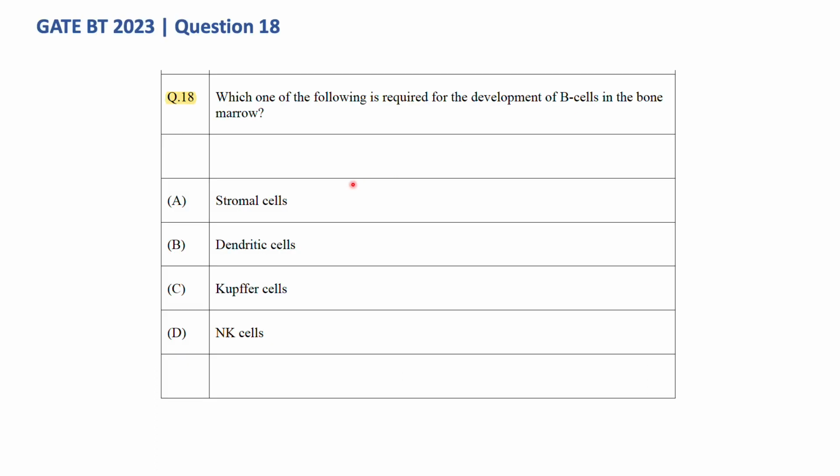Now, coming back to the question: which one of the following is required for the development of B cells in the bone marrow? Like we saw, option A, stromal cells, is involved in the development in the bone marrow by releasing several cytokines. The other cells, dendritic cells and NK cells, are immune cells, while the Kupffer cells are involved in liver injury. So, that answers our question. Stromal cells are required for the development of B cells in the bone marrow.